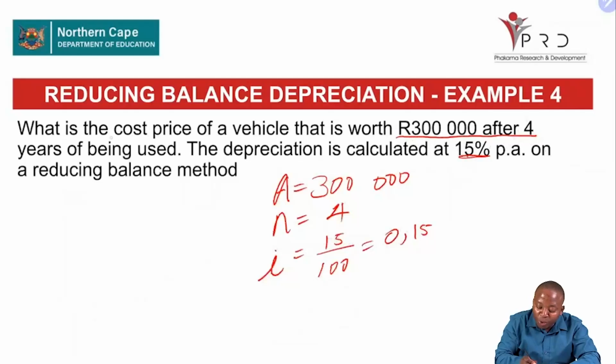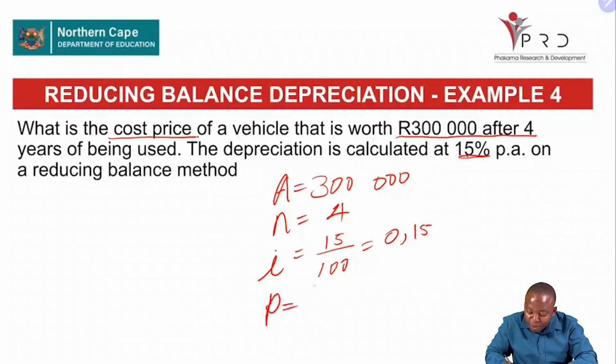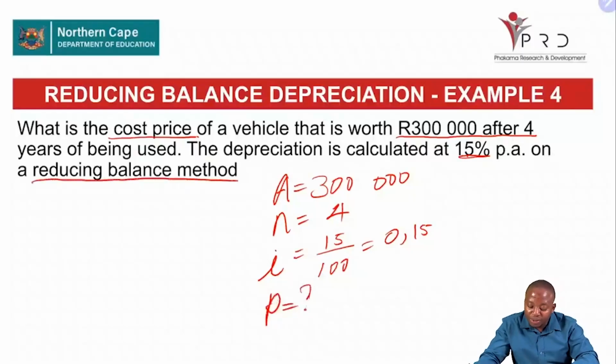So they said, what is the cost price? The cost price is the amount that I bought the vehicle for 4 years ago. So that was the present value 4 years ago. It was a certain amount. So they said we're calculating on a reducing balance method. So on a reducing balance method, we quote the formula as A equals P into 1 minus I, all raised to the power N.